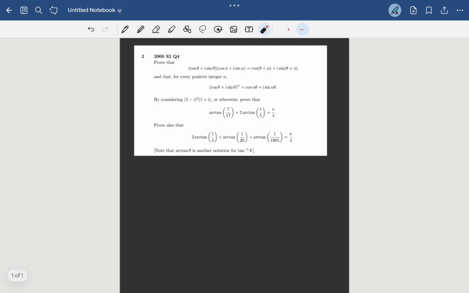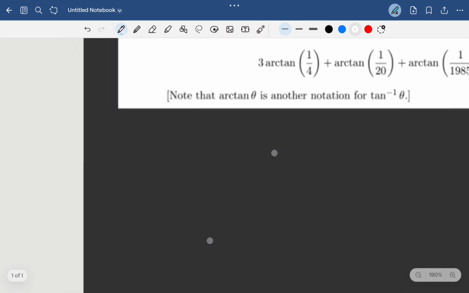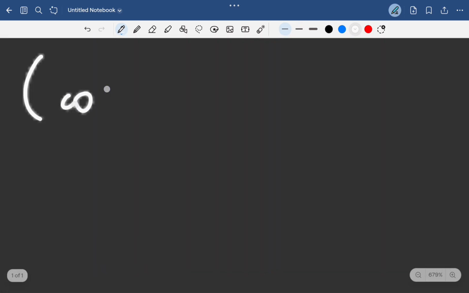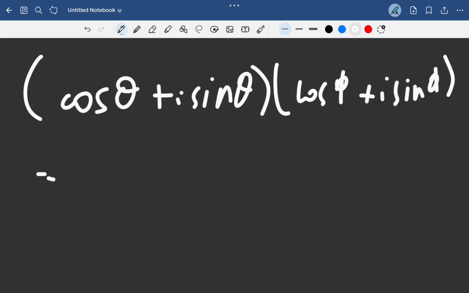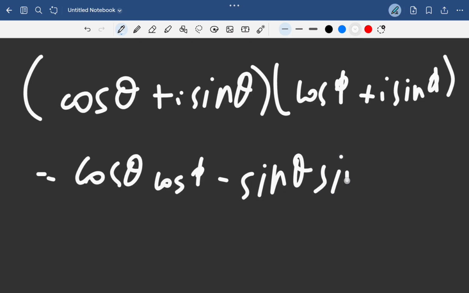Okay, so for this first relation, all we have to do is multiply out the left-hand side to show that it's equal to this. So let's do just that. We're going to have cos theta plus i sine theta multiplied by cos phi plus i sine phi. And then this is going to be cos theta cos phi minus sine theta sine phi, because you've got i times i.